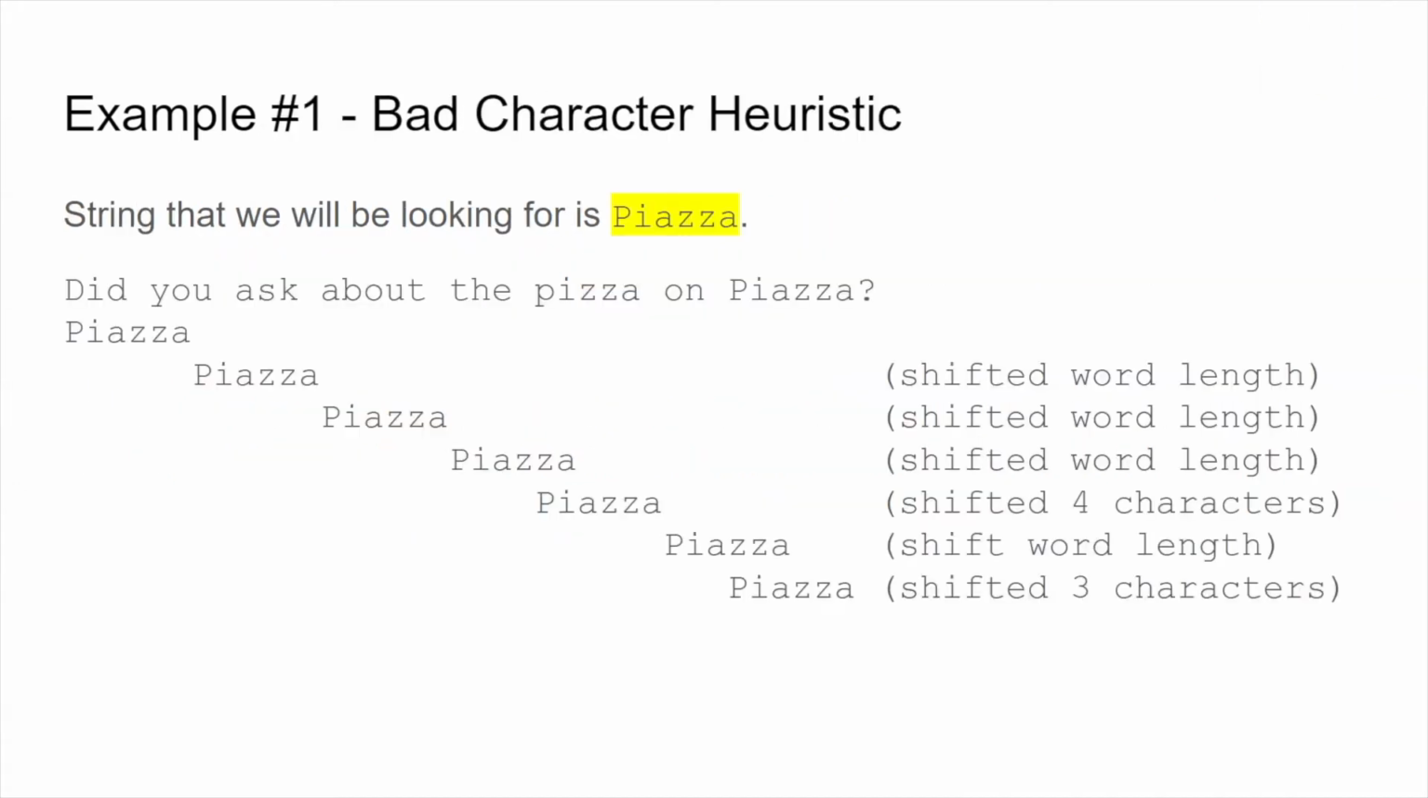In this example, I'll be talking about the bad character heuristic of the Boyer-Moore algorithm. The string that we'll be looking for is piazza, and we'll be looking for this string inside the string, "did you ask about the pizza on piazza?"